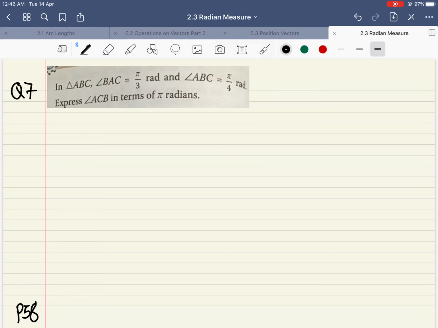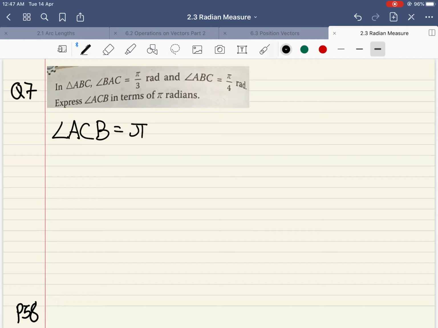Now, I'm just going to do some examples from exercise 2.3. I will delve right into question 7, which can be found on page 58 of your Discovering Mathematics textbook. They say this: in triangle ABC, BAC is pi over 3, ABC is pi over 4, find ACB. We know that the angle sum of a triangle is 180 degrees. How many radians is that? If you recall from the earlier part of the lesson, 180 degrees is equal to pi radians.